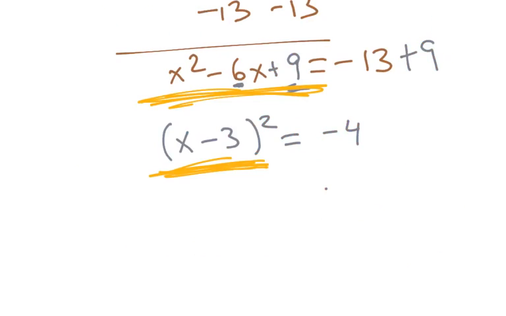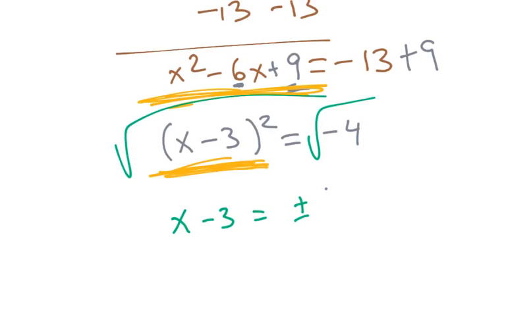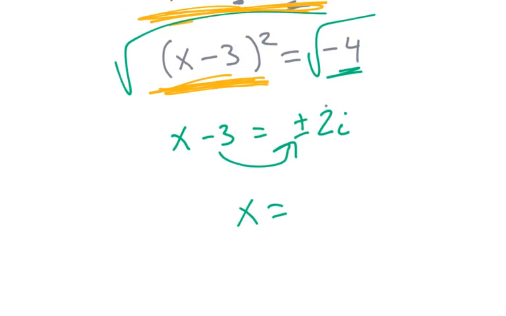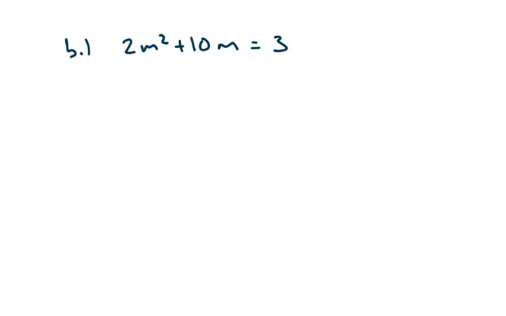We know that when we have it in this situation, all I have to do is take the square root. So I get x minus 3 equals plus or minus the square root of negative 4, which is 2i, and then we'll just move the 3 to the other side. So x is equal to 3 plus or minus 2i. And there you have it. Let's look at another situation.